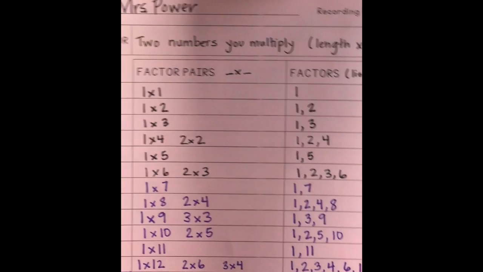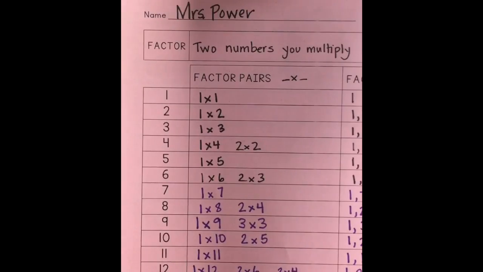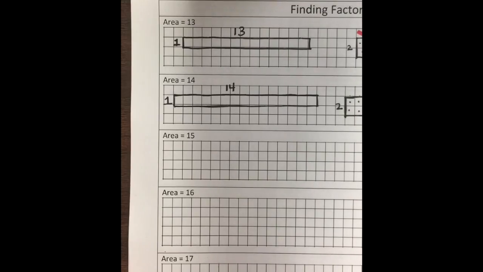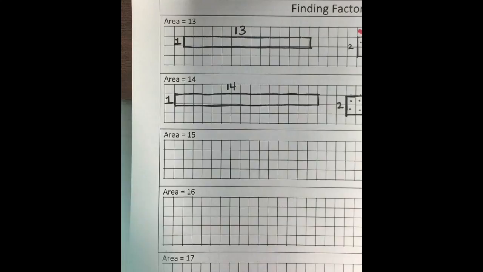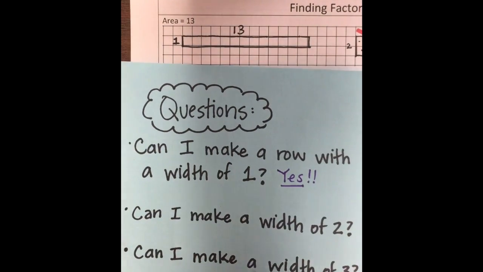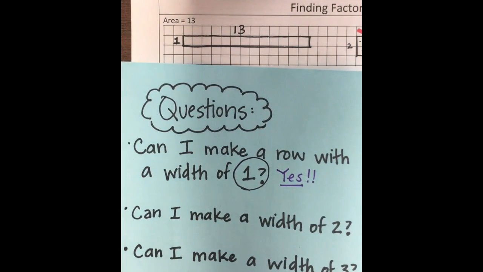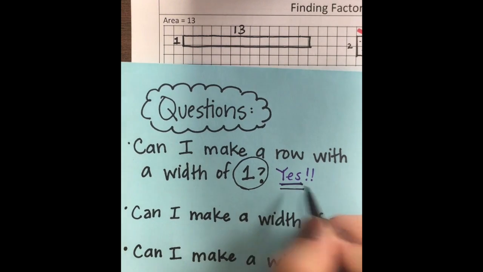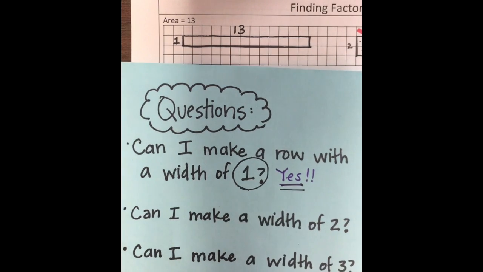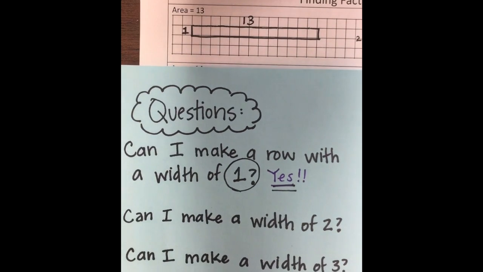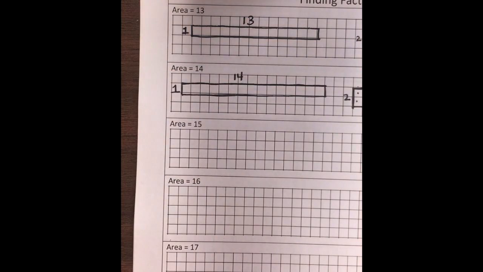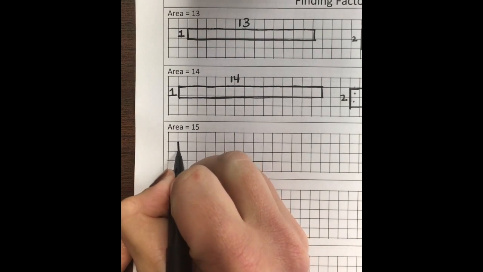I'm going to do the last one with you, and then I'll let you continue on, but we're going to go to 15. And once again, we'll start with our questions. Our first question is always, can I make a row with a width of 1? And the answer is always yes, I can, because 1 will go with anything. I can make a long row of any number. So can I make a row with a width of 1? Yes, always. So there we go.